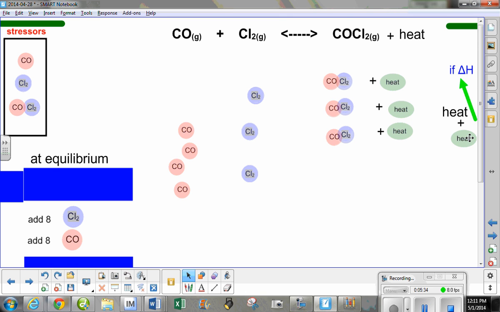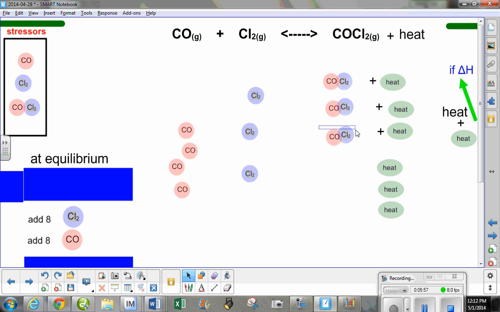Now, if I add more heat to this as a stress, okay, I'm adding it from outside now. Here we go. I'm going to add a couple of heats here, maybe 3, and LeChat is going to try to reverse that. Well, how's he going to do that?